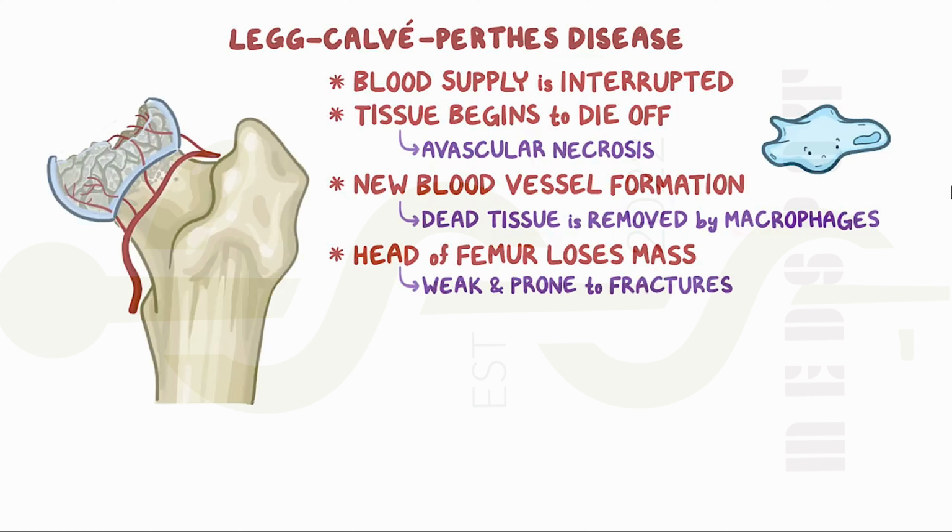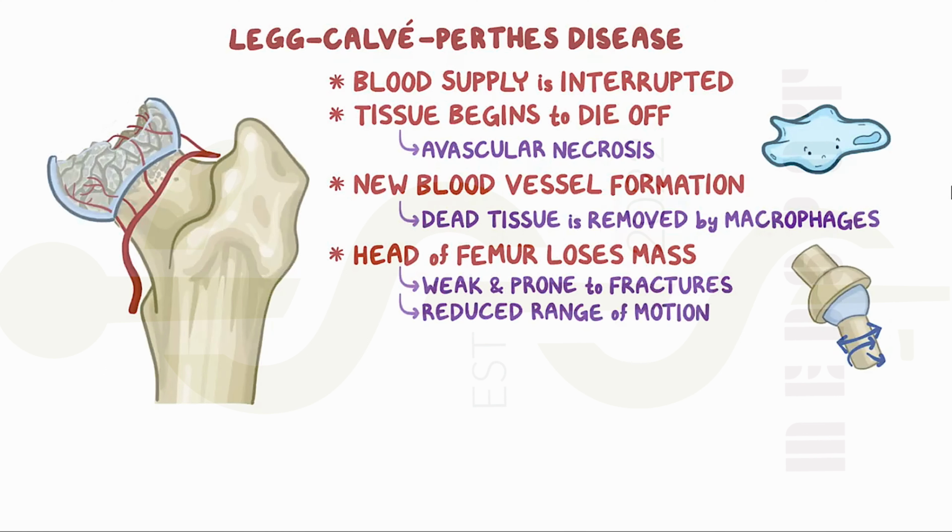to fractures. When this happens, the head of the femur becomes misshapen and can no longer smoothly rotate inside the concave acetabulum, which results in reduced range of motion. Now, over time, Legg-Calvé-Perthes disease typically self-resolves, and the bone is able to heal. Once again, it's not exactly known why or how this happens.